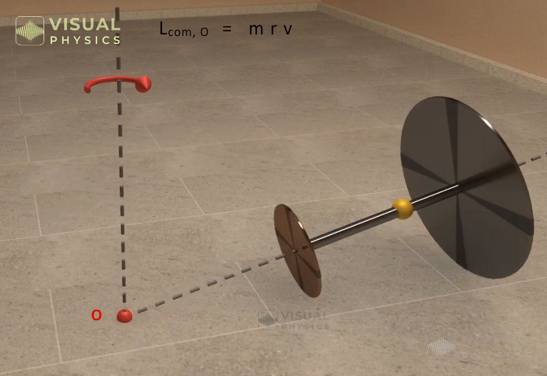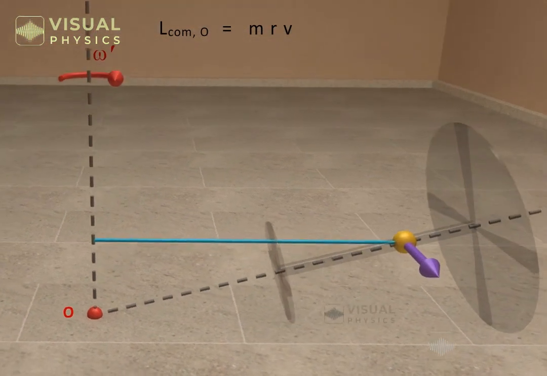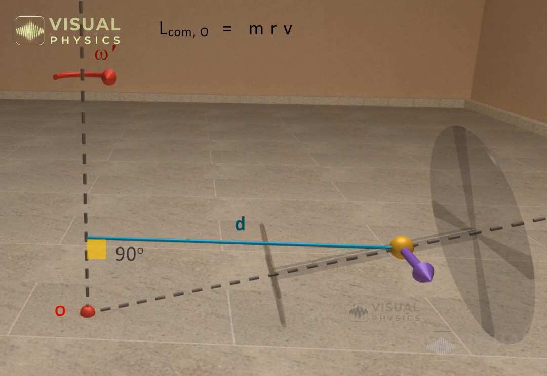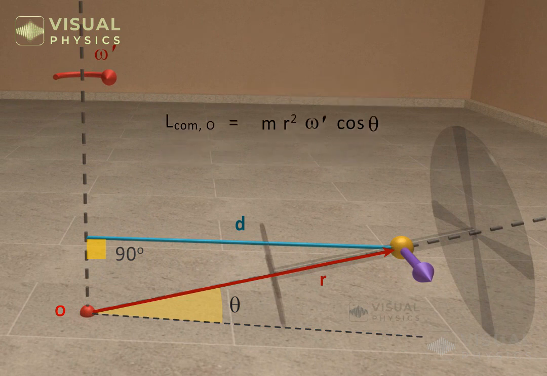However, if we consider the angular velocity of the center of mass with respect to the z-axis as omega dash, then we can write v to be equal to this term, where d is equal to r cos theta. Now we need to find omega dash.